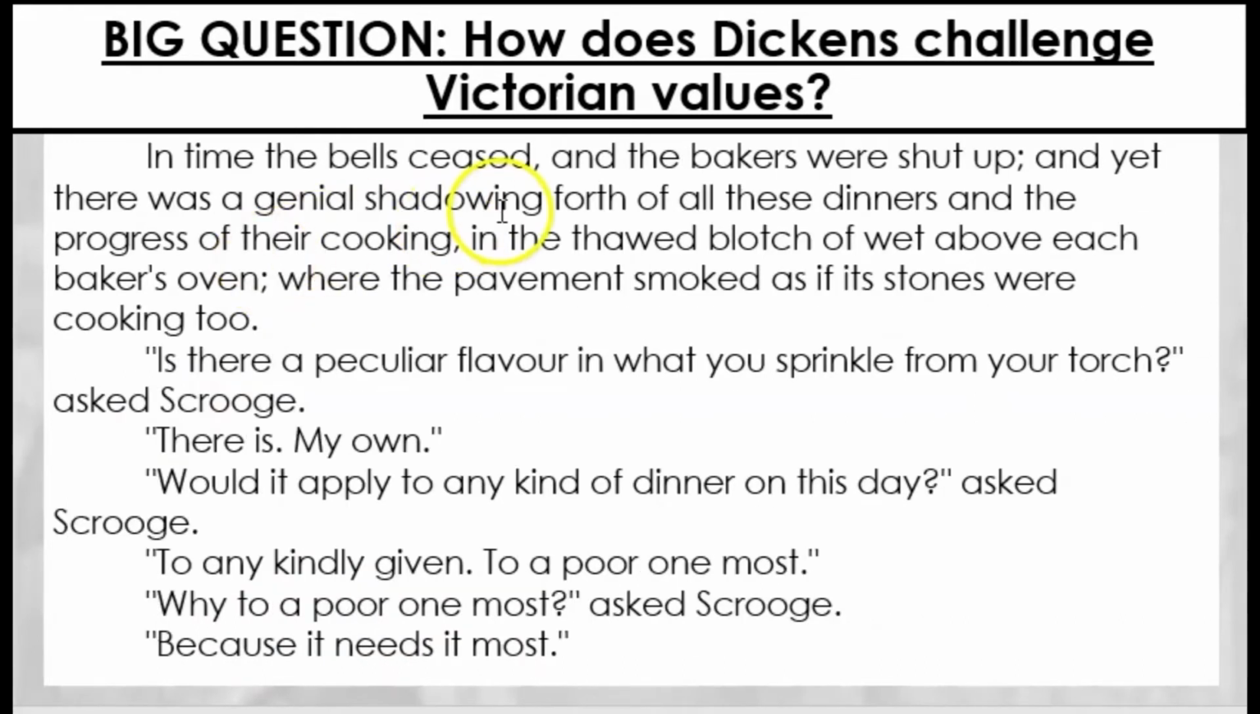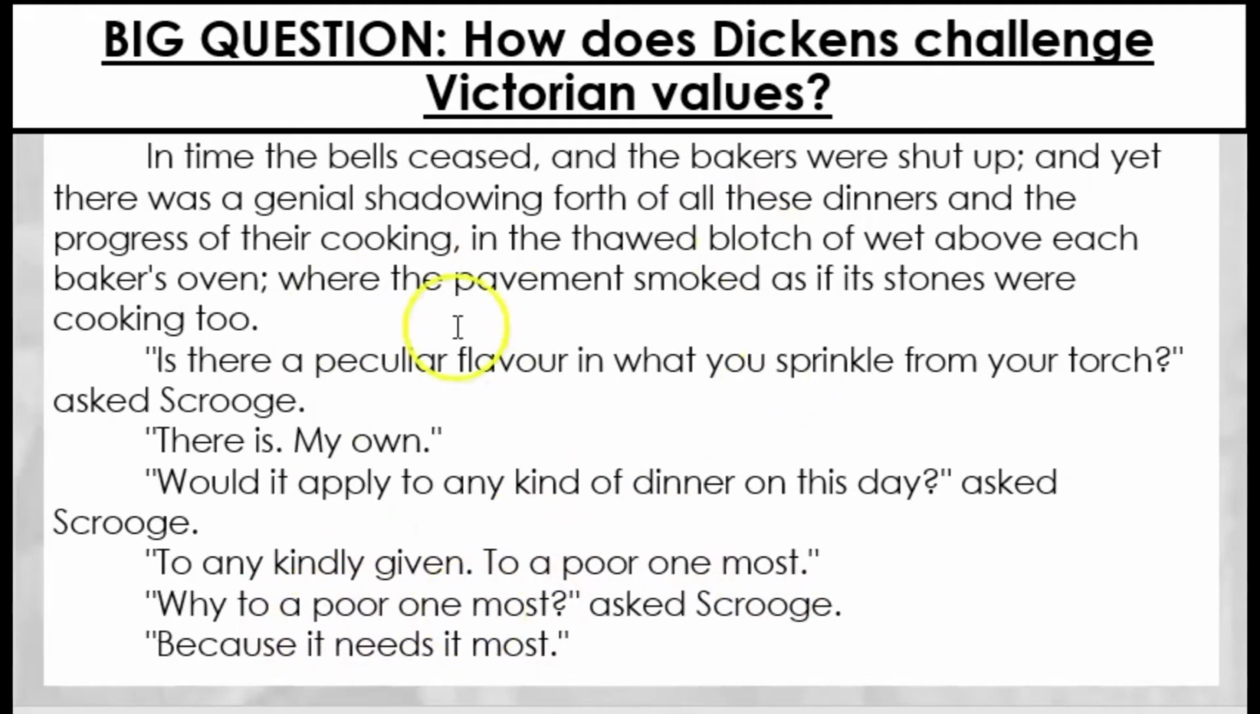In time, the bells ceased, and the bakers were shut up, and yet there was a genial shadowing forth of all these dinners and the progress of their cooking, and the thawed blotch of wet above each baker's oven, where the pavement smoked as if its stones were cooking too. Is there a peculiar flavour in what you sprinkle from your torch? Asked Scrooge. There is. My own. Would it apply to any kind of dinner on this day? Asked Scrooge. To any kindly given, to a poor one most. Why to a poor one most? Asked Scrooge. Because it needs it most.